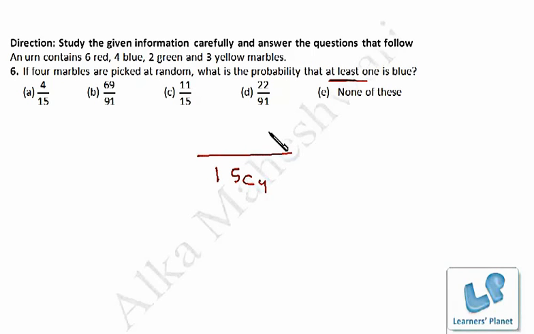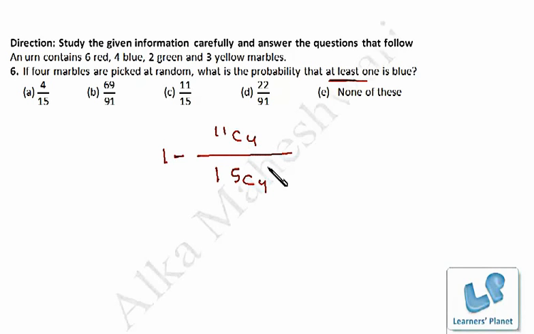Now, what are the favorable cases when none of the marbles is blue? It's 6, 7, 8 and 3, 11. That means all the 4 marbles are being drawn from 11 marbles, right? Now, this is the probability that all the marbles are non-blue. If we deduct it from 1, at least one marble will be blue.